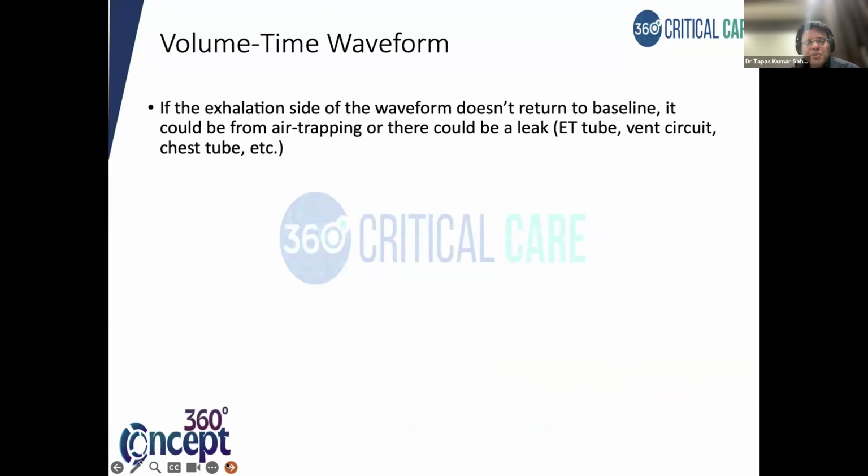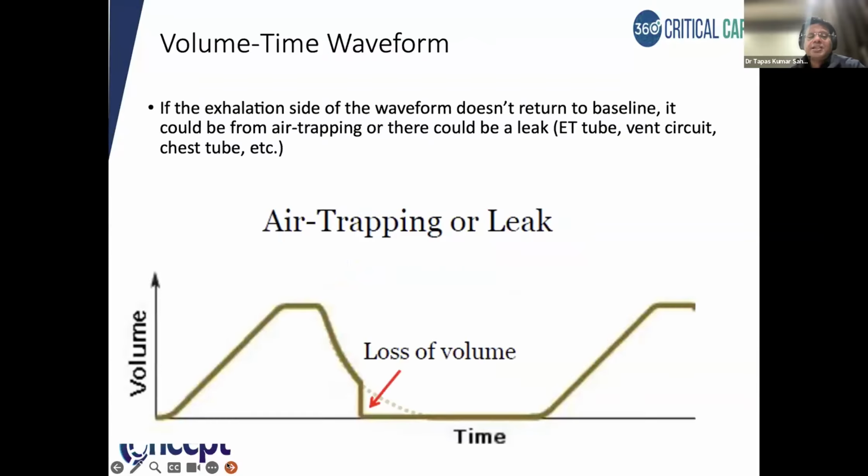Now, if the expiration side of the waveform doesn't return to the baseline, it could be from air trapping or could be due to a leak, like endotracheal tube leak, cuff leak, ventilator circuit leak, or if there is a chest drain, maybe there is some amount of leak happening in the chest drain.